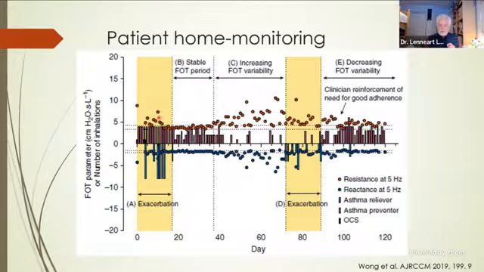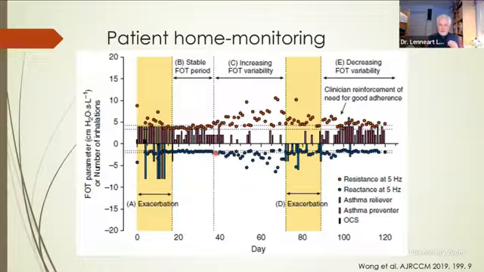The red dots here are resistance at 5 Hertz. The blue are reactance at 5 Hertz. So you can see when the child is taking his drugs with at least some regularity, everything seems to be in control. He's right around where he should be. The normal values are indicated by the dotted lines here.